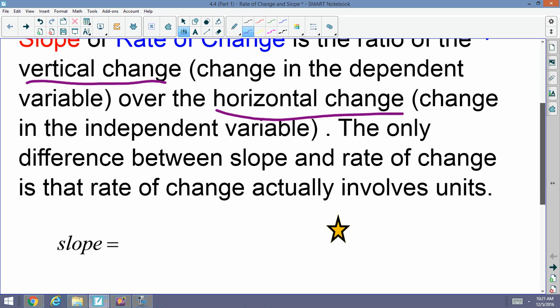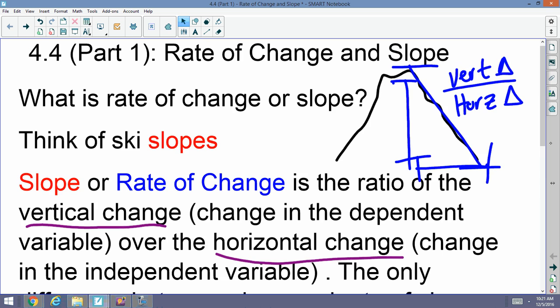Now, the only difference between the slope and the rate of change is that the rate of change actually involves units. So if I just tell you to find the slope of 2 random points, that's slope. But if I give you a situation where you have points that you have to find a slope with, but that have units, feet, miles, inches, time, that's called a rate of change. That's the only difference.